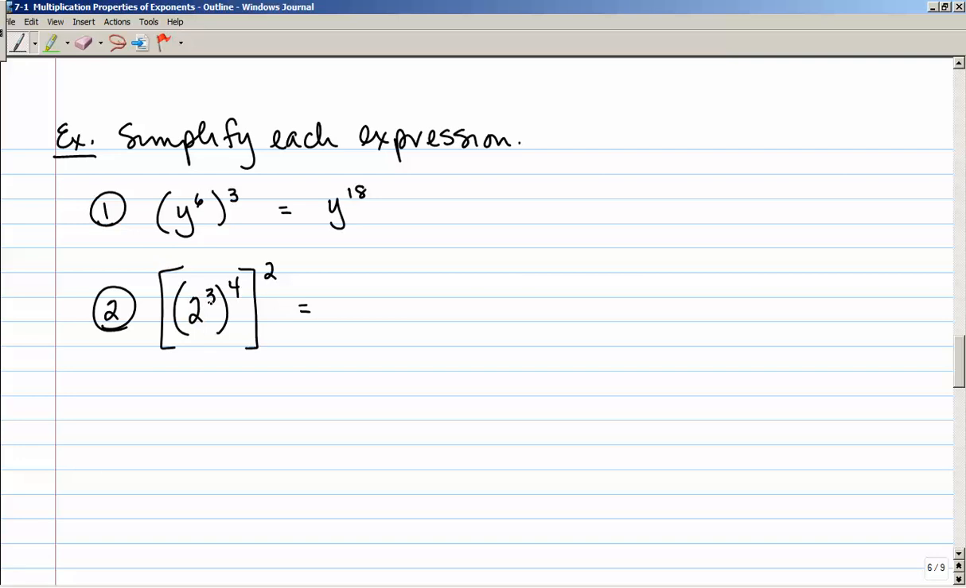So 2 to the 3rd raised to the 4th power is going to be 2 to the 12th power. 3 times 4 is 12. And that whole thing is squared. And 2 to the 12th squared is 2 to the 24th power. Like I said, don't plug that into your calculator. I don't want to know what 2 times itself 24 times is. What I'm checking to see is, do you know how to deal with this property, a power of a power?